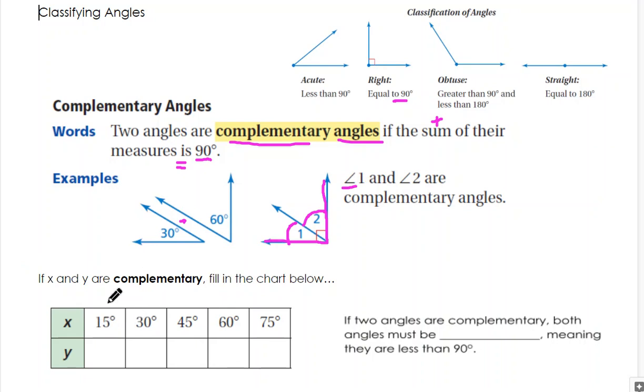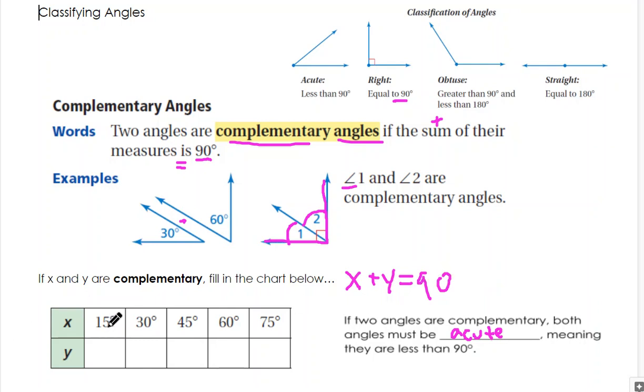So we know that x plus y is going to equal 90 because we said complementary angles are 90 degrees, right? So x plus y is going to equal 90. So if two angles are complementary, both angles must be acute angles, right? Because acute, we just reviewed, means it's less than 90. So if I'm adding two numbers together to equal 90, each has to be less than 90, right? So the two things I'm looking for are acute angles.